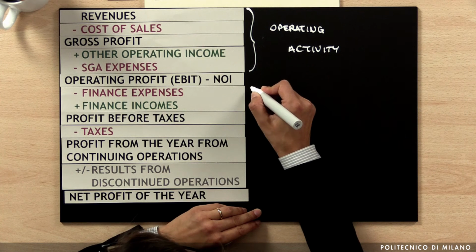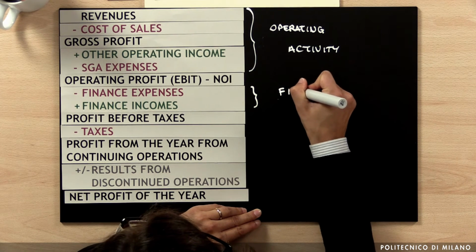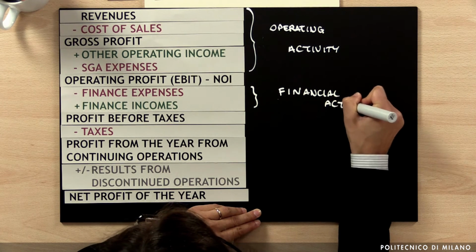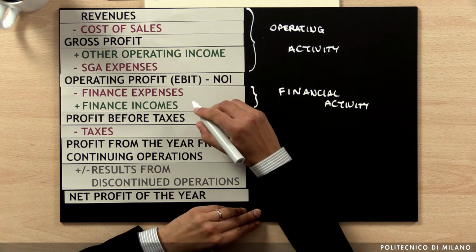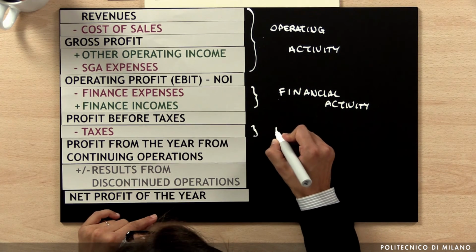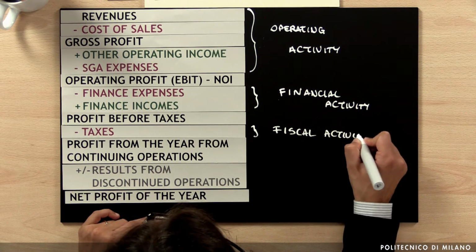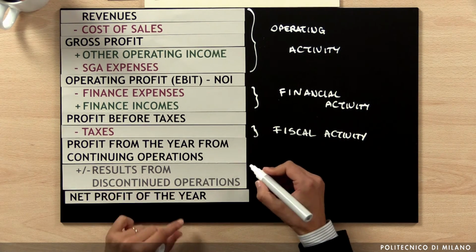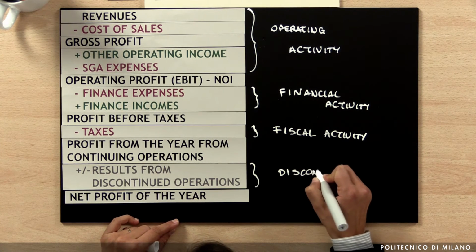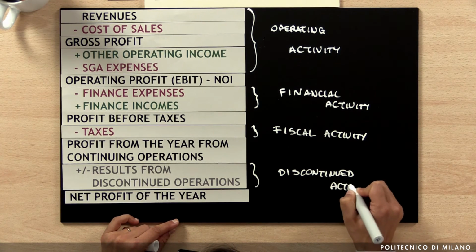If we look at these financial expenses and financial incomes, we can find the contribution of the financial activity of the company in terms of revenues, so incomes, and in terms of expenses. Then we can find the contribution of the fiscal activity of the company. And finally, we can find the contribution of the discontinued activity, so the discontinuing operation.